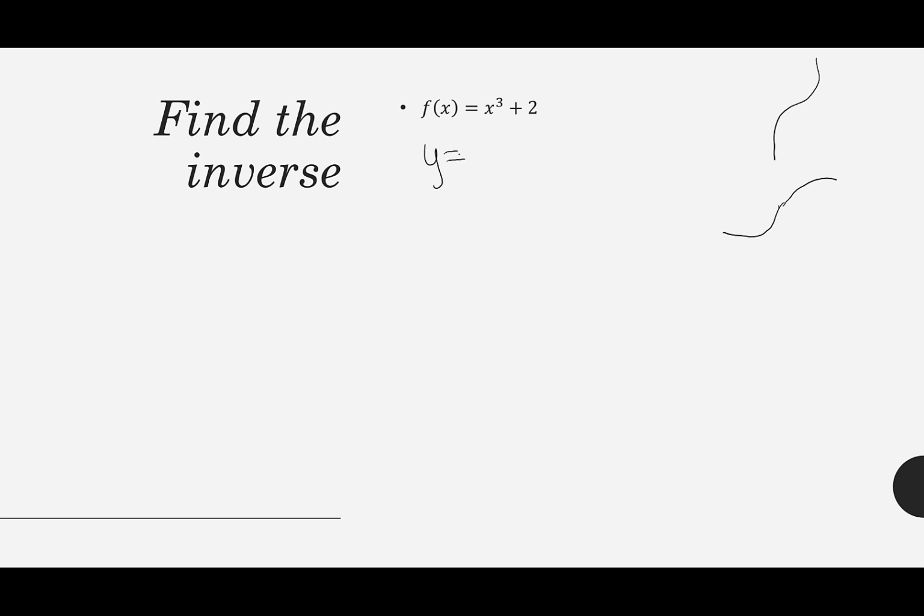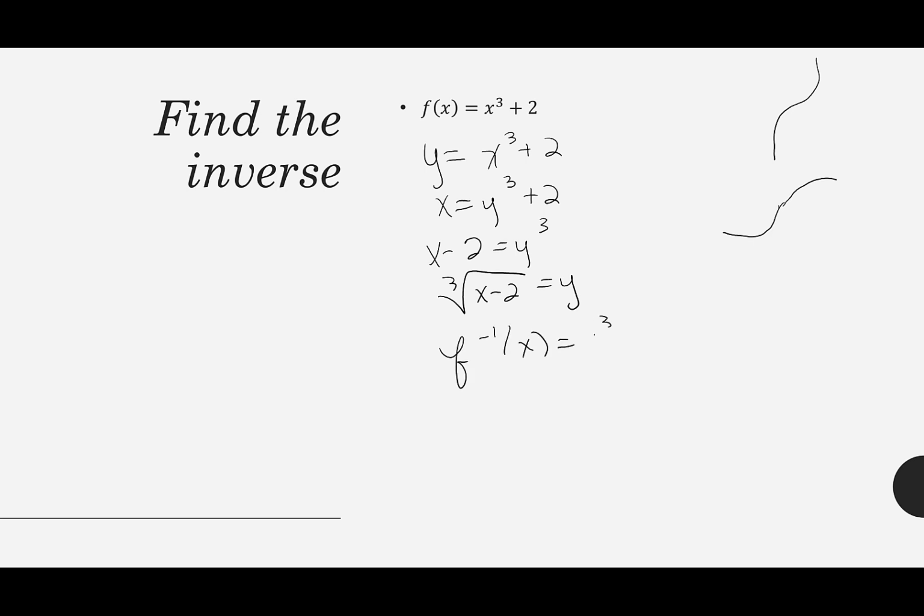Step 1 is put in y. So I have y equals x cubed plus 2. Step 2 is to switch x and y. So I have x is y cubed plus 2. I want to solve for y. So I subtract 2. And then I take the cube root. Cube root, we already said, is a 1-to-1 function, so we're good. All we have to do is call this y f inverse. So f inverse is the cube root of x minus 2.